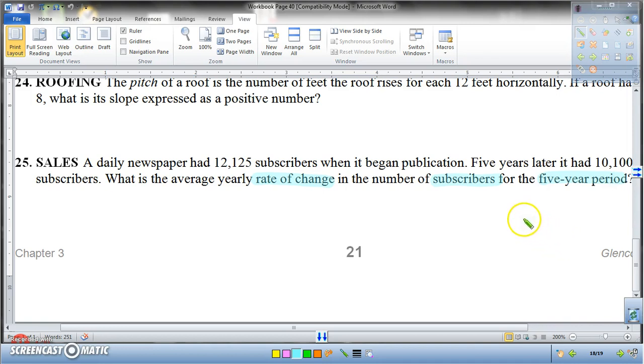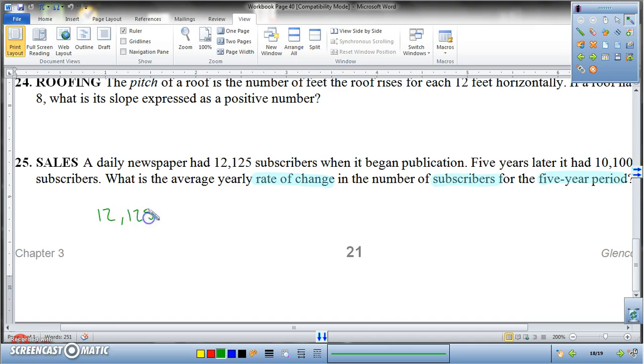Okay, so the first thing that I need to find is what was the change in my subscribers, and then the change in the years, the time, I already have: it is 5. So basically what I'm finding is how many did it go down per year? So I've got how many did I start with minus how many did I end up with. This is the change in my subscribers, and then I'm going to put that over the change in my years, which is 5 years.